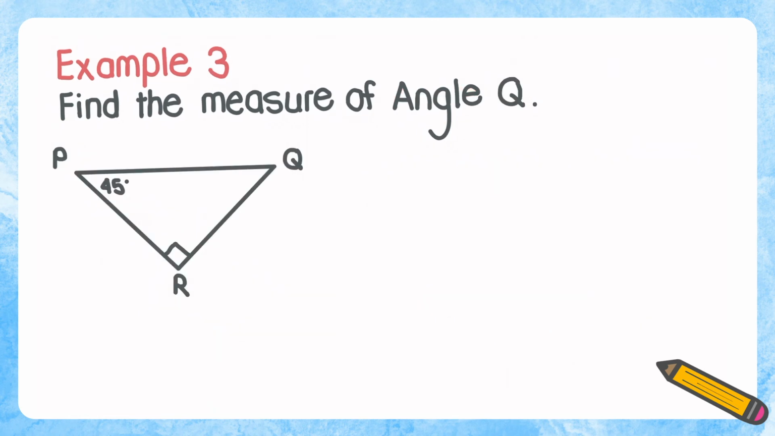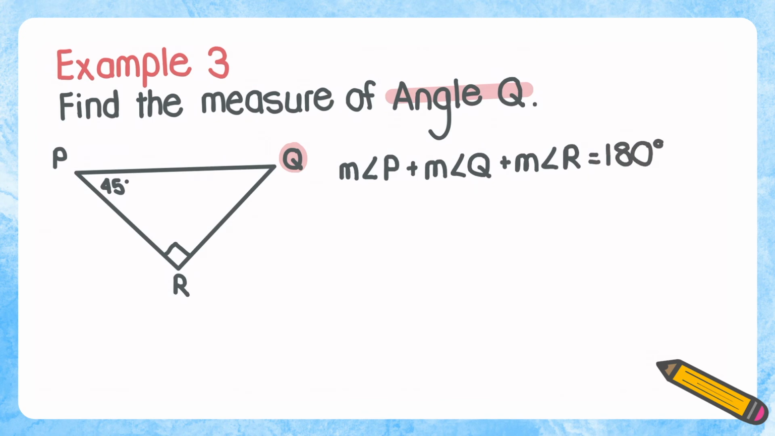Let's look at one more example. Try walking through the example on your own, and then press play when you're done or if you need some extra help. Here, we're going to find the measure of angle Q of the triangle PQR. I know that the three interior angles will sum to 180 degrees. So the measure of angle P plus the measure of angle Q plus the measure of angle R equals 180 degrees.